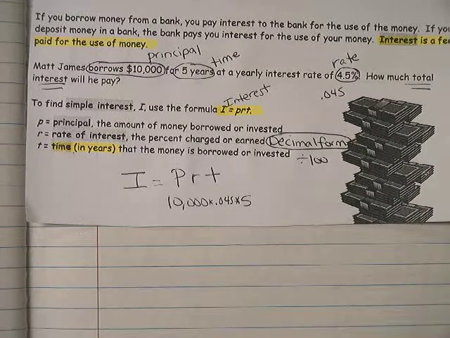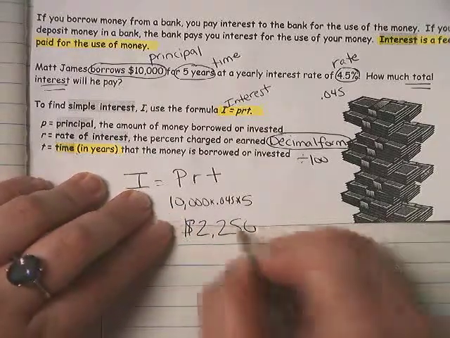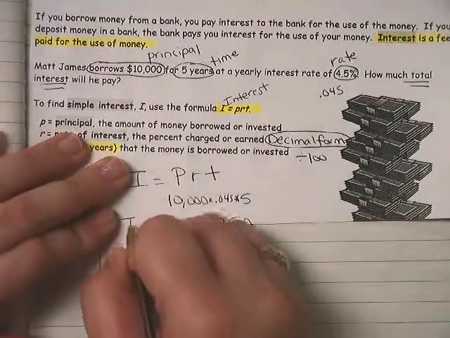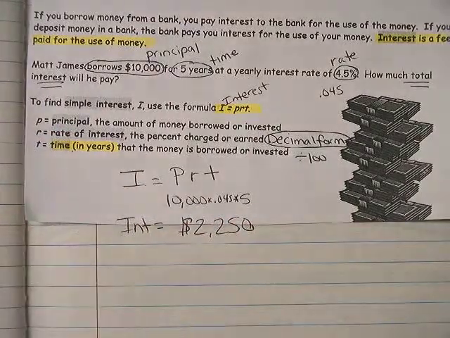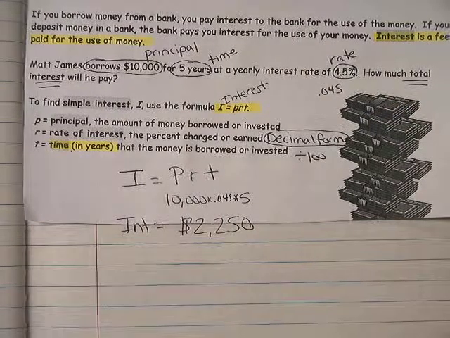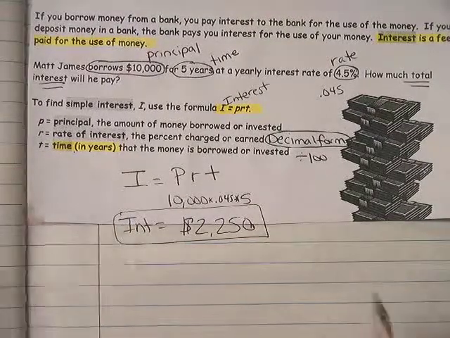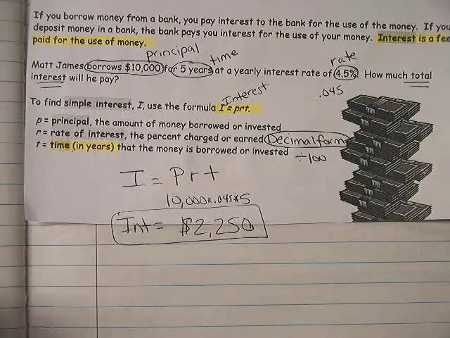And now that we have 3 numbers, we're just going to multiply them together. And remember, you get to use your calculator on STAR, so make sure that we're in the good habit of practicing with our calculator. Make sure that you put in the decimal form, not the percent form. And when you multiply, you should get $2,250. So $2,250 is the interest. That's how much money it cost you to borrow $10,000. But the question says, how much total interest will he pay? Oh, that is the answer to the question.